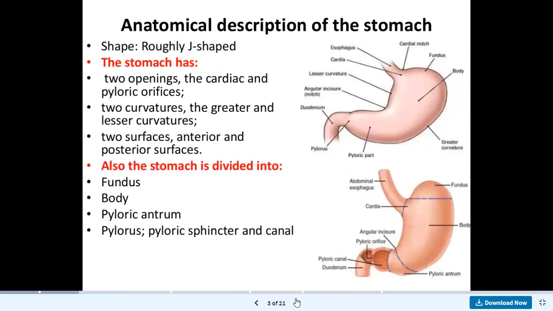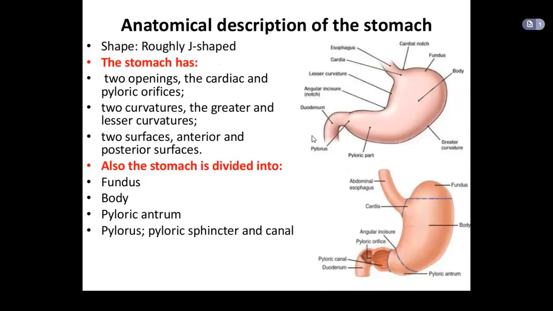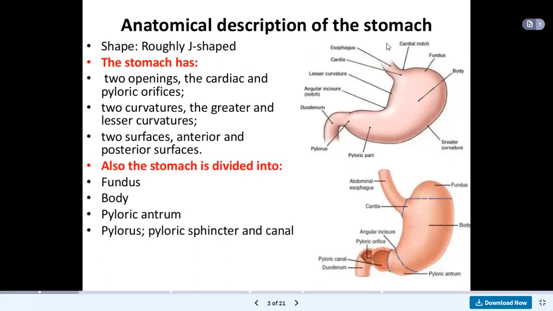Okay, now the anatomical description of the stomach. Anatomically, the stomach has a shape which is called a J shape. Here you see that this shape is like a J. So the stomach is roughly J shaped, and the stomach has two openings. They are the cardiac and the pyloric orifices.